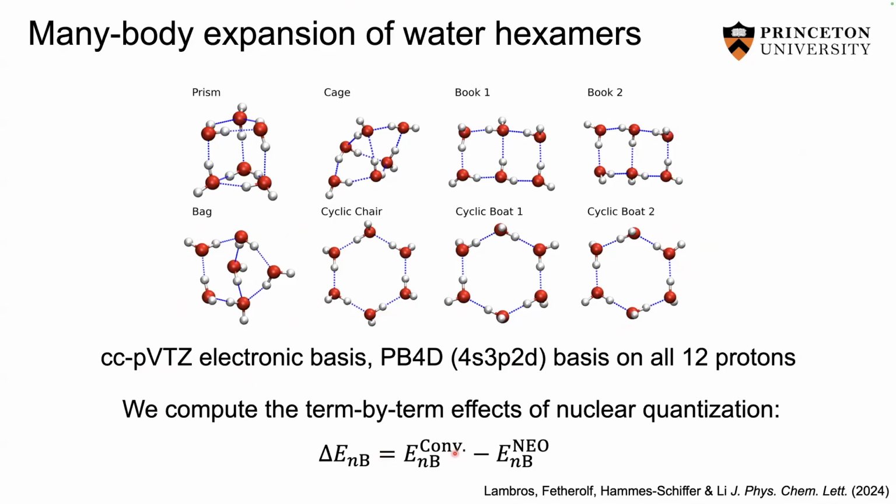How do they affect the pairwise interaction energy? How do they affect the 3-body interaction energy, et cetera? And we did that by looking at the interaction energy with conventional electronic structure theory, so no 0-point energy correction, and then taking the energy difference with the NEO one.